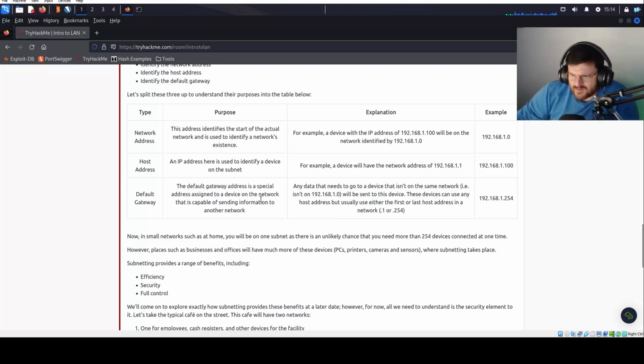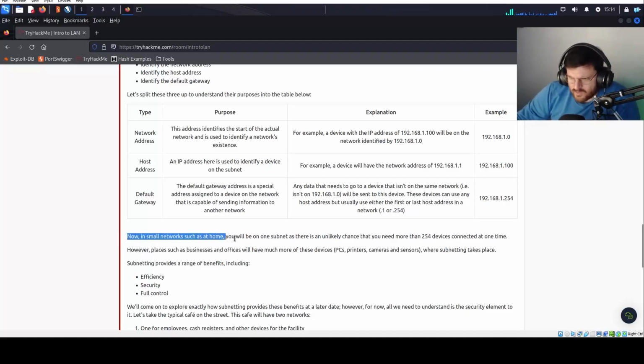The default gateway. The default gateway address is a special address assigned to a device on the network that is capable of sending information to another network. Any data that needs to go to a device that isn't on the same network will be sent to this device. These devices can use any host address, but usually use either the first or the last host address in the network.